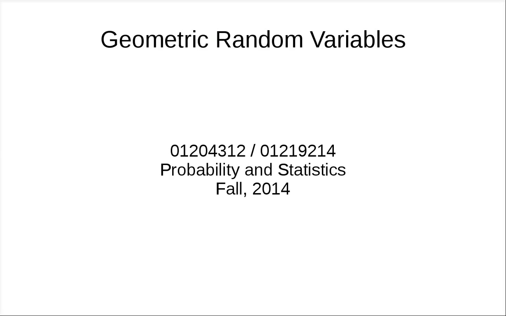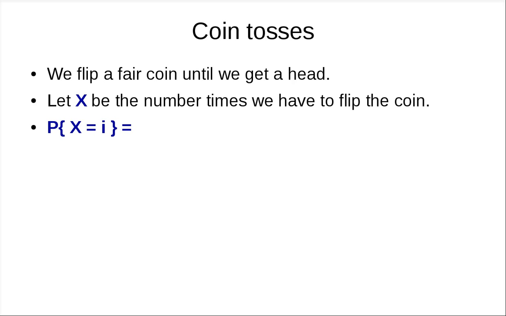In this clip, we're gonna discuss another important class of random variables, which is called geometric random variables. It appears a lot in our analysis of algorithms. So we'll start with some example. Suppose we have a fair coin, and we toss a fair coin until we get a hit.